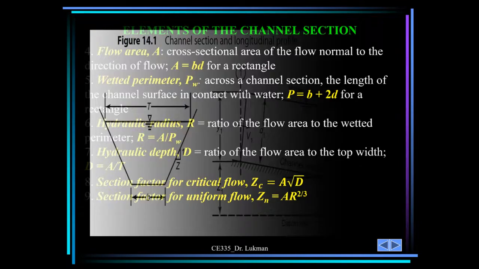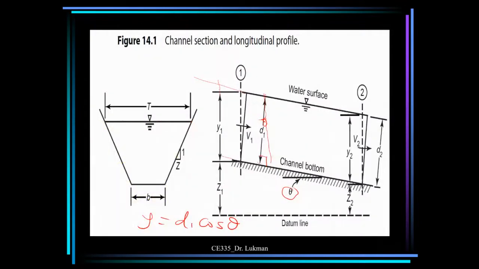Of course, it will vary from one section to another. For a trapezoidal section, like this, it is going to be B plus the side lengths. And how do you find this length? You use the side slope 1 to Z. The side slope will usually be given. So to find the length, you normally use what is called the similar triangle.